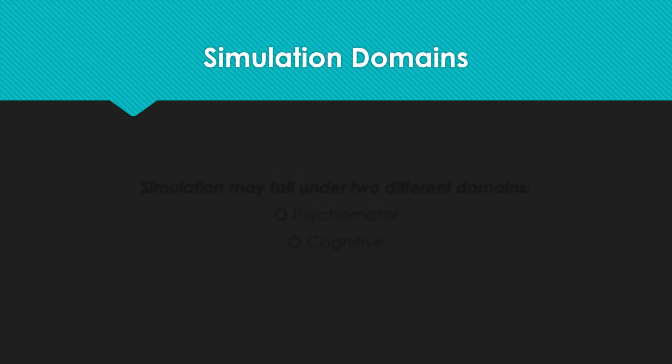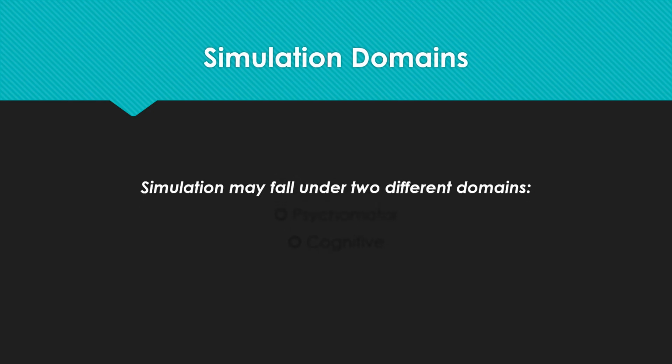Simulation may fall under 2 domains. The first is psychomotor, or the skills domain. Students are taught several clinical skills in the simulation lab. After observing, students then perform these skills independently. These skills may be repeated several times until the student feels confident in their technique. Students are then asked to demonstrate their skills in the simulation scenario.